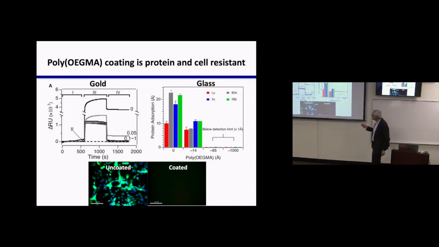On glass, we had a surface where we attached the bromo group, the ATRP initiator, and you can see lots and lots of protein sticks. This is lysozyme, fibrinogen, BSA, and this is undiluted fetal bovine serum. So concentration, this is hundreds, if not thousands of proteins from serum at 60 milligrams per mil.